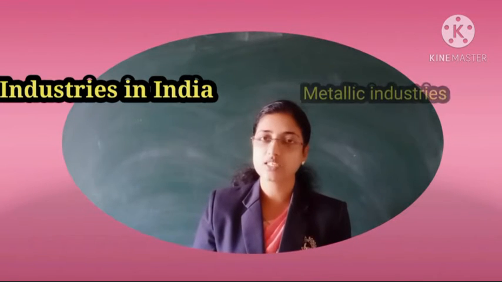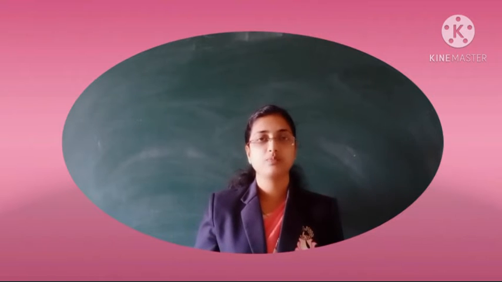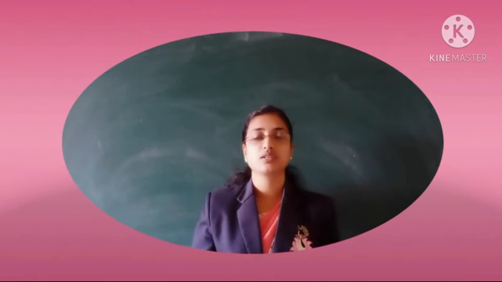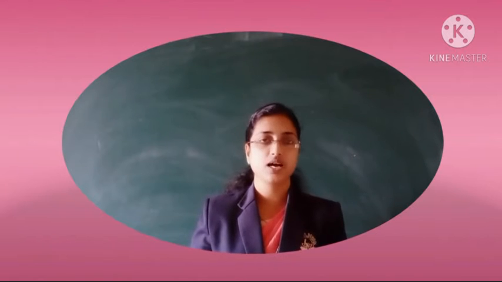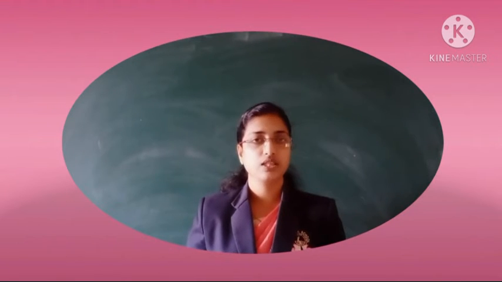We can see metallic industries where the raw materials for them are available. In the northeastern part of the Indian peninsula, a lot of metallic industries are set up. Why? Because of the raw materials needed for metallic industries, such as the availability of coal and refractory materials, the Damodar River Valley Corporation, and a number of thermal power plants. Because of that, we can see these types of industries mainly in the northeastern part of the Indian peninsula.